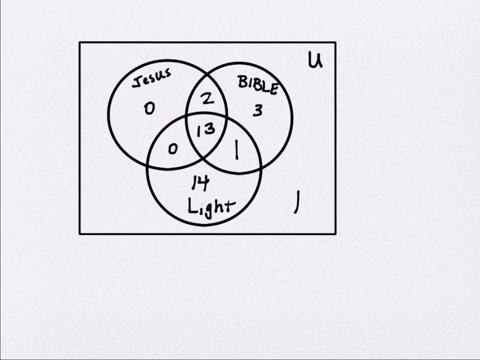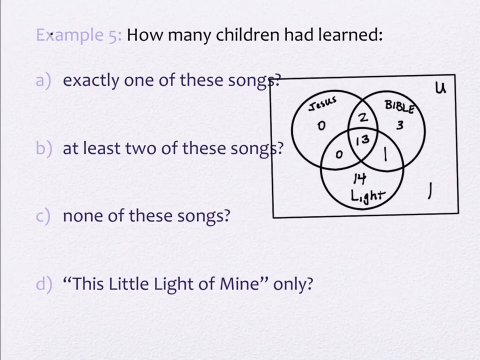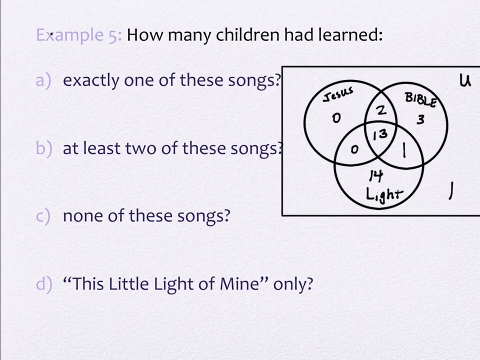Okay, is everybody good with our diagram? Once we have the diagram, we're able to answer the questions. Now, the questions posed are a little bit different on this one because I wanted you to see some different kinds of things that can show up. This one says exactly one of these songs. So where are the exactly one locations? Yeah, the outer parts of the circle. The 0, the 3, the 14.